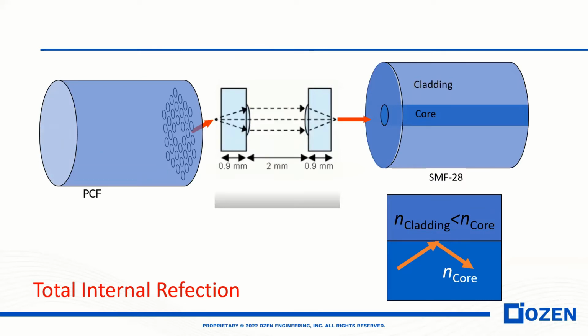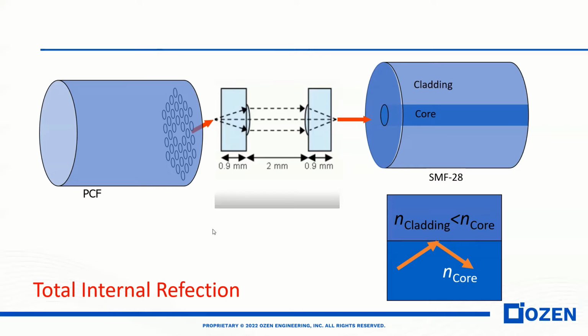On the left side, you can see the photonic crystal fiber. The fiber output goes to free space, simulated with Zemax. You can see here two lenses. The thickness of each lens is 0.9 millimeter, and the space between the two lenses is 2 millimeter. Once the ray tracing is done, we want to focus the light on this point, which is the starting point of the single mode fiber.